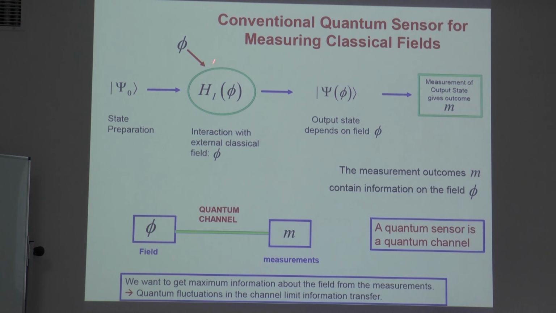And so this idea is basically there's a quantum channel between the field and the measurements. So a quantum sensor is just a quantum channel. And you really want to maximize the information in the measurements that is known about the field. And so this looks like Alice and Bob in communication theory. And so you might want to optimize the quantum sensor in terms of the initial state. And you ask what initial state produces the most information.